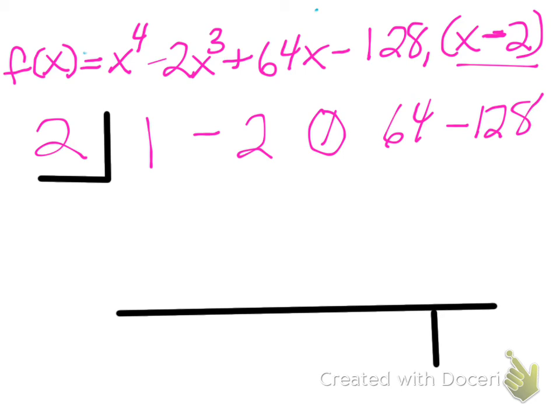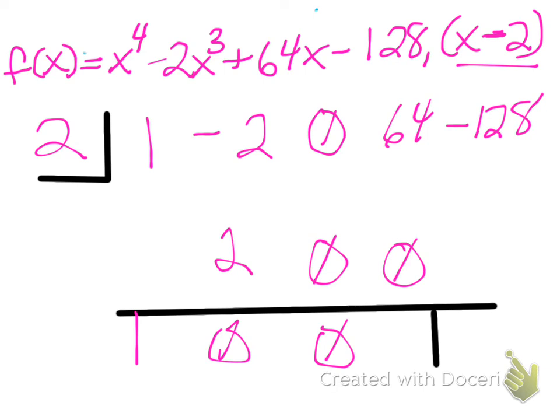Alright, so again, first step, drop down your 1. And then it's multiply, add. So 2 times 1 is 2. Negative 2 plus 2 is 0. 2 times 0 is 0. 0 plus 0 is 0. 2 times 0 is 0. 64 plus 0. There we go, 64. And then 2 times 64 is 128. And if we add these two together, you would get 0.